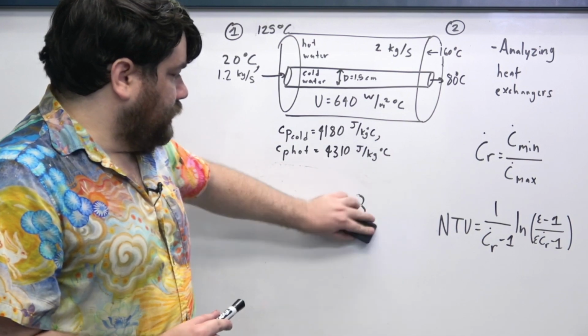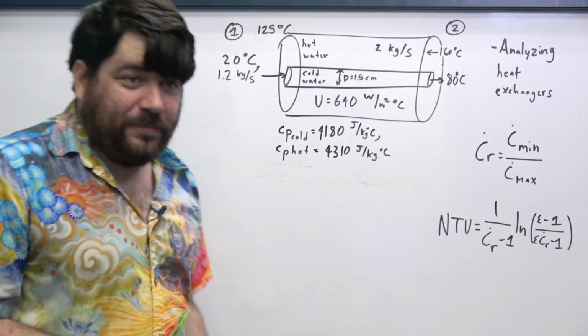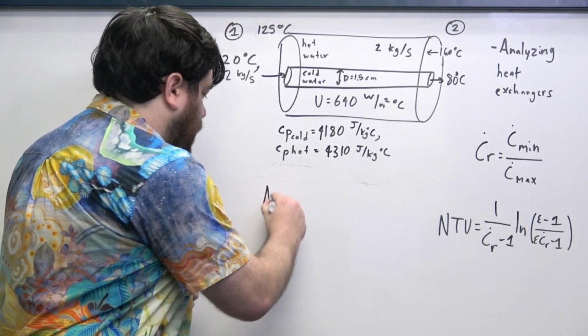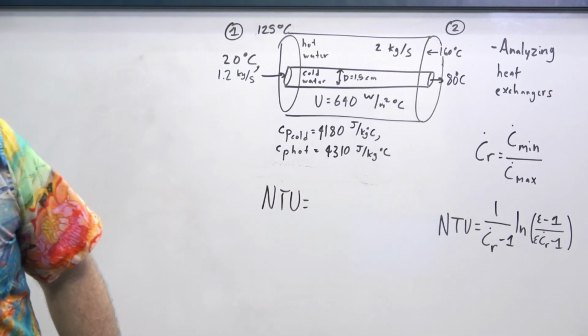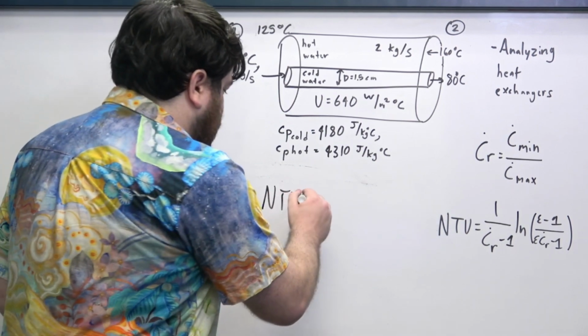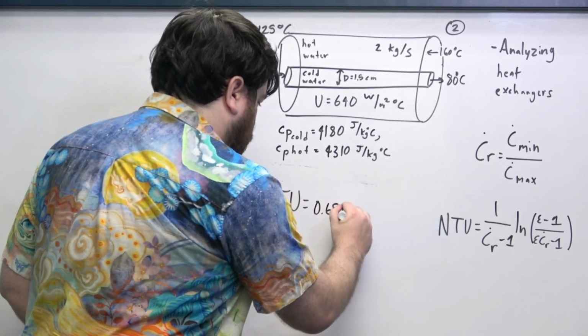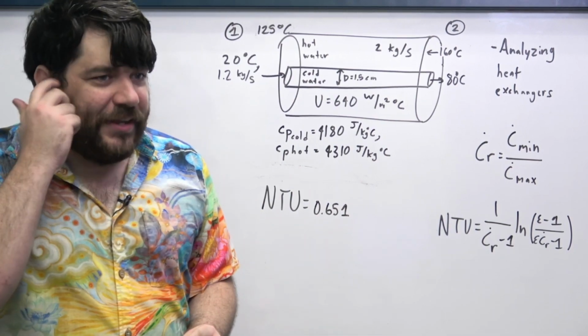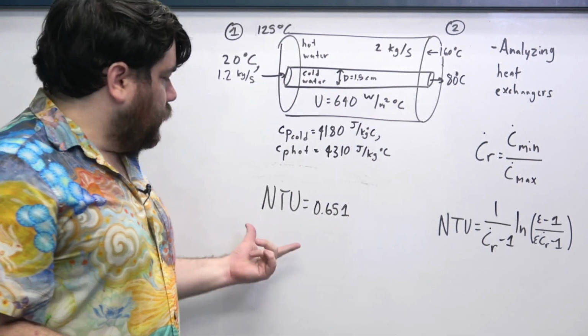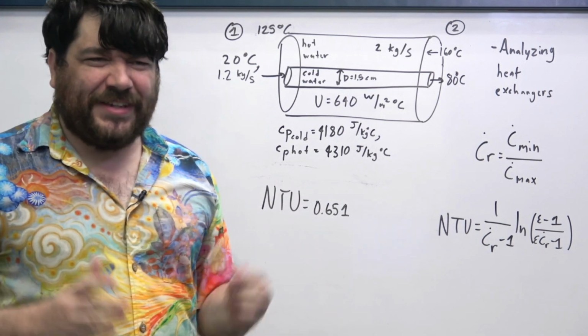And if we evaluate that expression, what we would wind up getting for the values that we just found is approximately 0.651. So there we go. Once again, dimensionless.